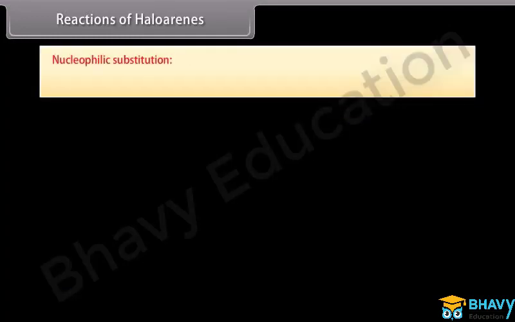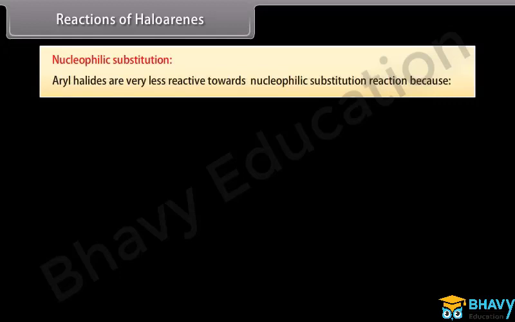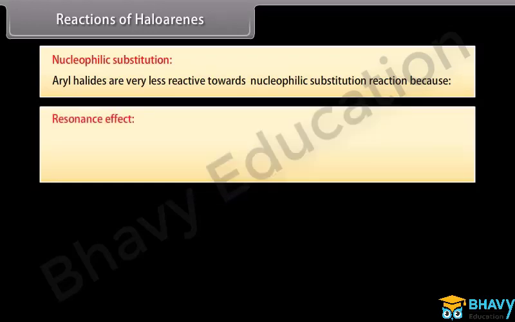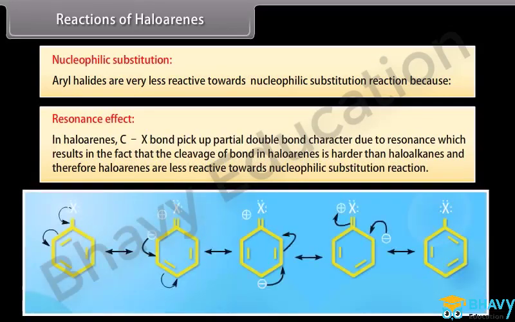Reactions of haloarenes. Nucleophilic substitution. Aryl halides are much less reactive towards nucleophilic substitution reactions because of the resonance effect. In haloarenes, the C-X bond picks up partial double bond character due to resonance, which means the cleavage of the bond in haloarenes is harder than in haloalkanes, and therefore haloarenes are less reactive towards nucleophilic substitution.